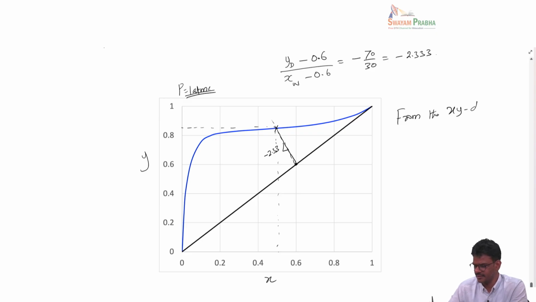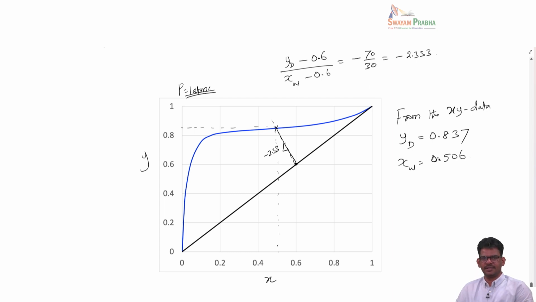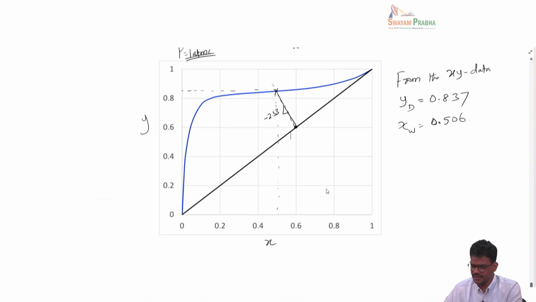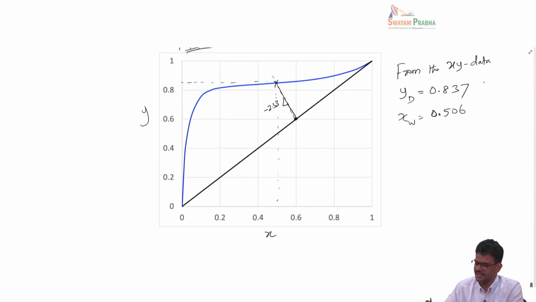From the XY data, you will see that YD comes out to be something like 0.837 and XW is something like 0.506. Here I have shown it schematically, but you can do it with a graph sheet and ruler. The important point is to note ZF is there and the slope is known, and then you draw a line and cut the equilibrium line and then read the value of Y and X from this plot. The second question is about, if this is at equilibrium, what would be the corresponding temperature?